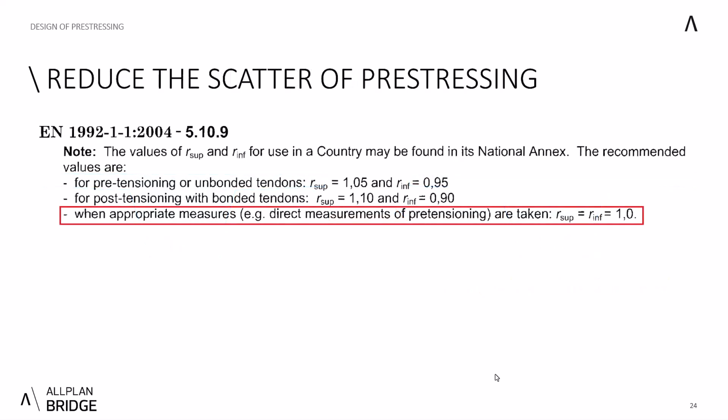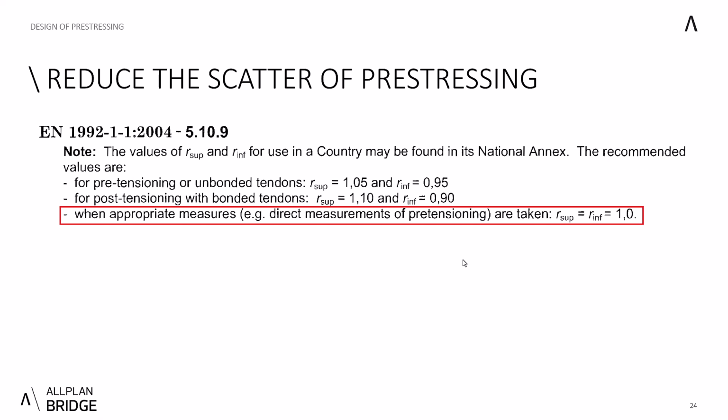The second solution for the stress limitation problem is to reduce the scatter of prestressing. Possible variations in prestressing must be taken into account in the serviceability calculations. According to Eurocode, we have to check two characteristic values of the prestressing force, supremum and infimum. Standard Eurocode recommends rather high values, r_sup equal 1.1 and r_inf equal 0.9, which may lead to uneconomical design.